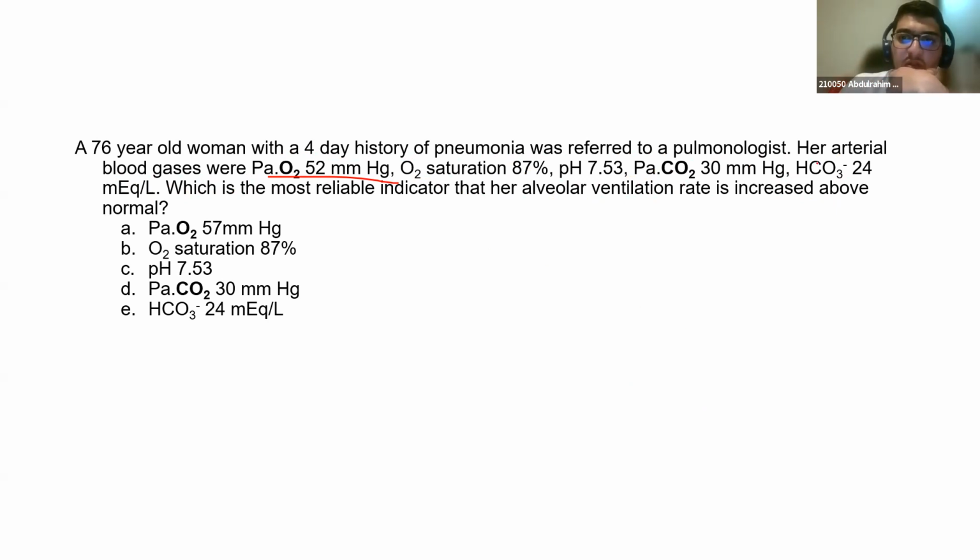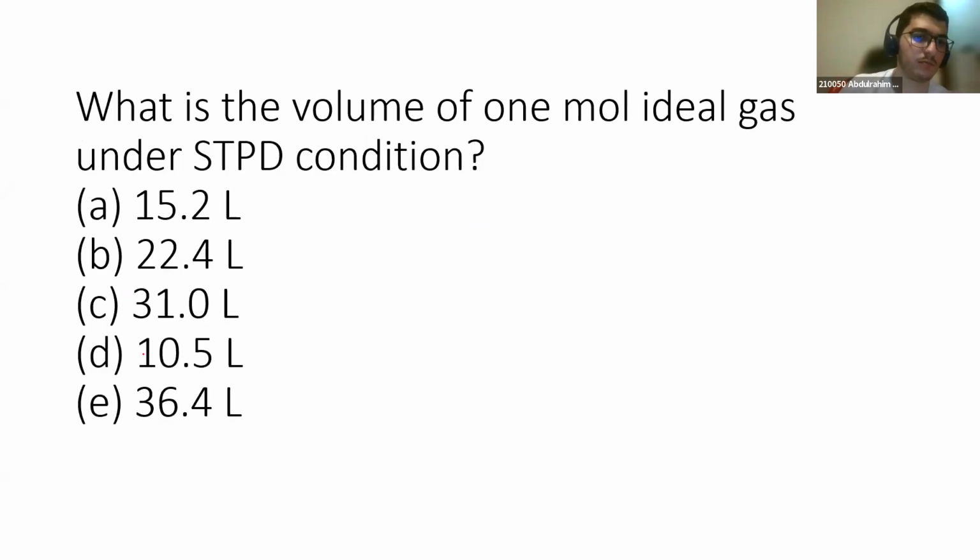So here we have different parameters. Which one of them is reliable for alveolar ventilation rate? D. So it's the same concept. So we have 3 questions about the same concept. Hopefully in the exam, it will be easy.